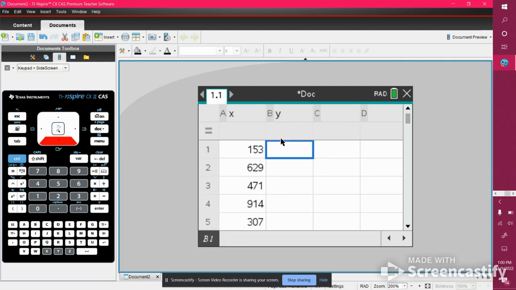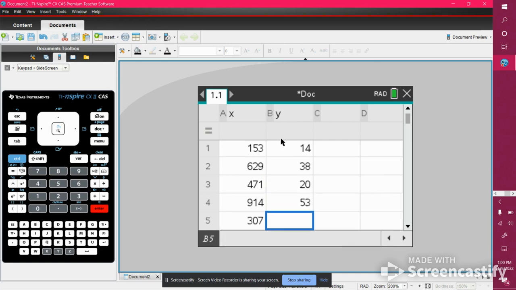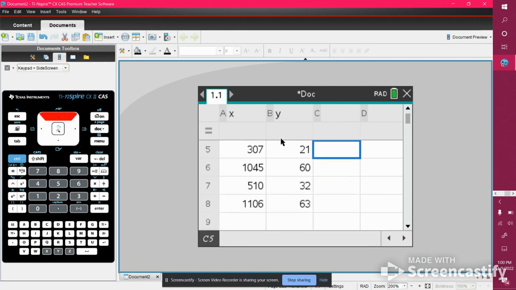Then I'm going to go up to my Y values and put in my Y values also. So I have 14, 38, 30, 53, 21, 60, 32, 63. Notice I have the same amount of X's and the same amount of Y's.